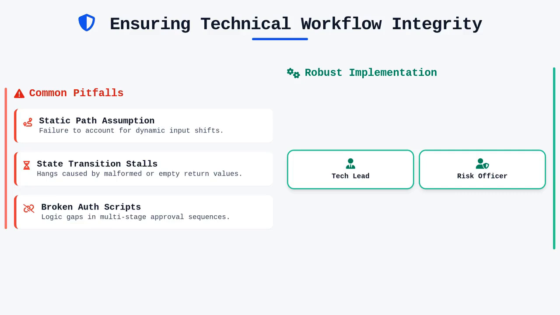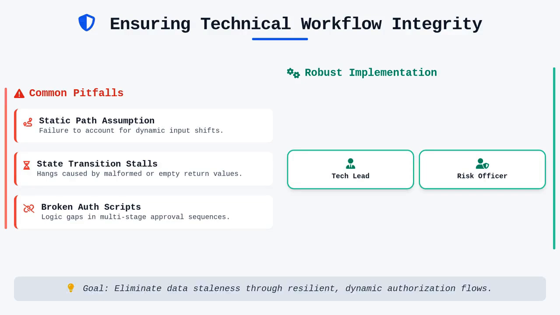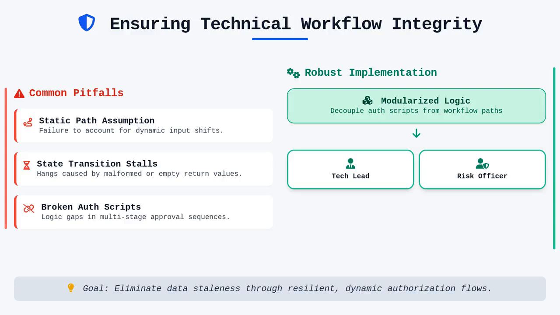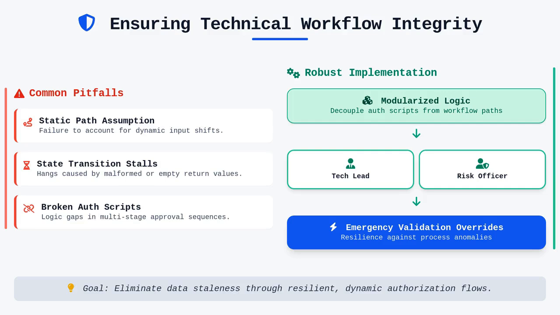If these scripts are not written to explicitly handle empty or malformed return values, the entire remediation process can hang, leading to data staleness. By modularizing your authorization logic and adding validation overrides for emergency situations, you create a system that is resilient to organizational changes and process anomalies.